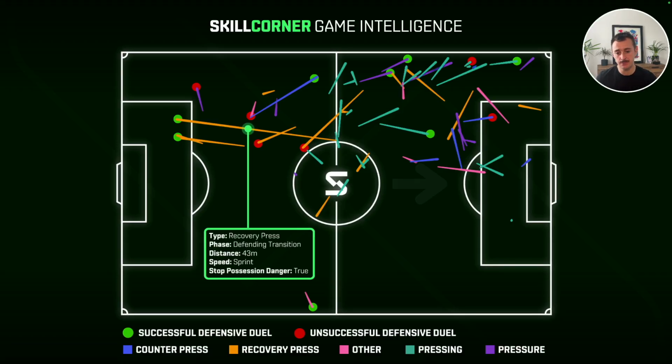This particular example is a recovery press. The phase of play was a defensive transition. The player covered 43 meters and they managed to reach a sprint speed, and they did stop the possession danger in this particular on-ball engagement. So you can really start to see the granularity we can get from every single on-ball engagement.